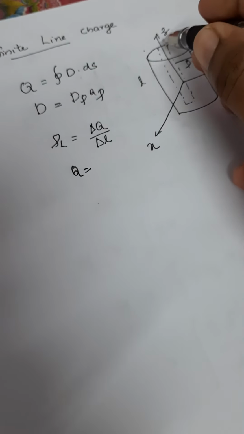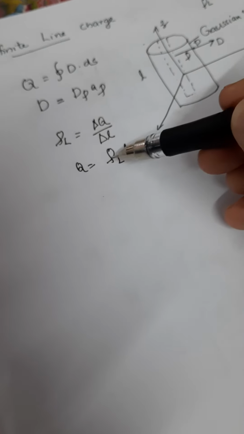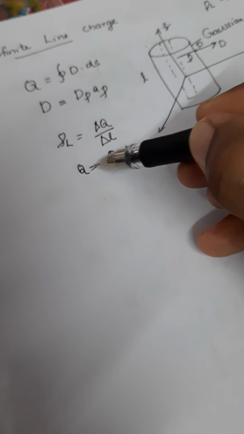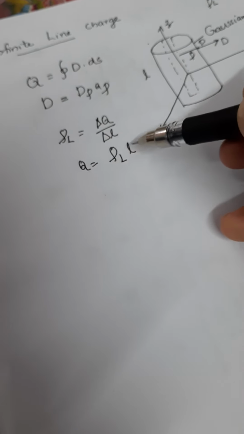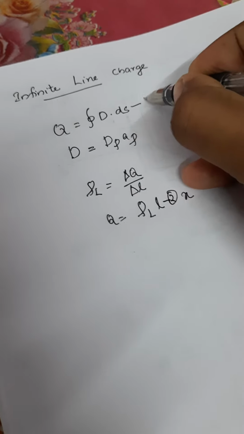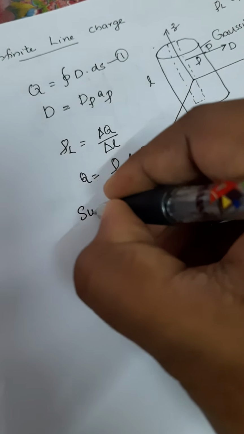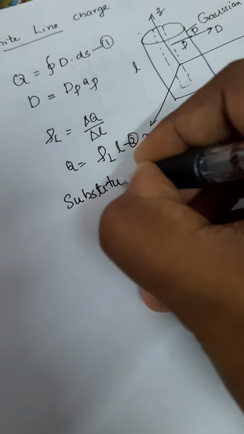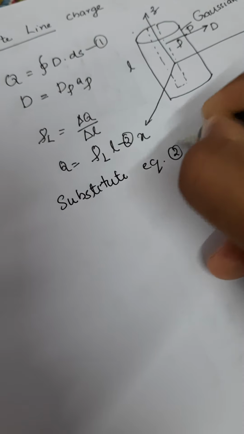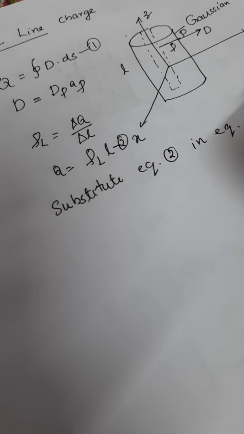So the total charge along the whole line, Q, will be equal to rho L into L. So total length L is given, and the total charge Q is rho L into L. We keep this as equation 2 and the earlier equation as equation 1. Now we substitute equation 2 in equation 1.